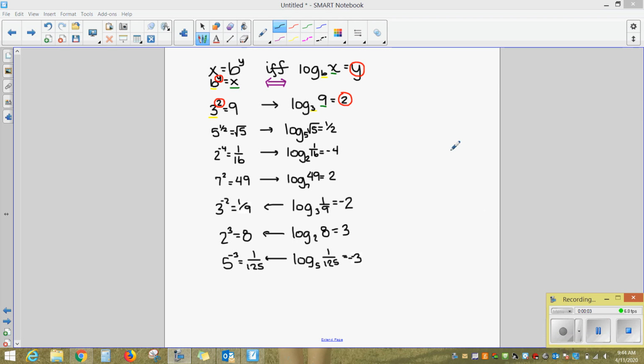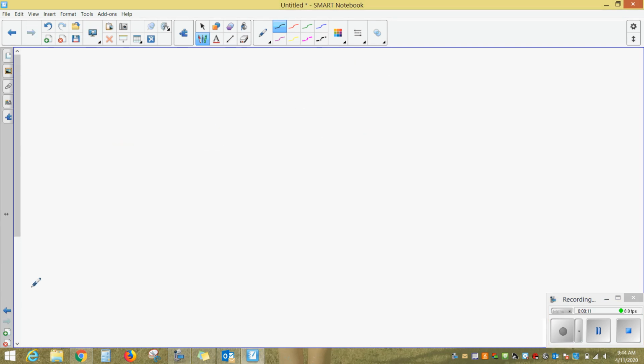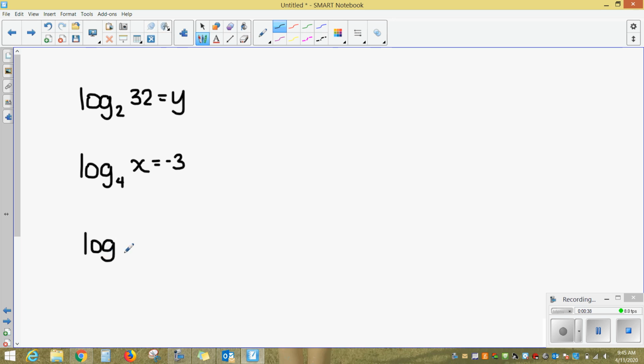As I mentioned, what we're going to do now is get comfortable going back and forth between these two when we're actually trying to solve and find a missing piece of a puzzle that we're given. So maybe I'm asked to find log base 2 of 32. Or maybe I'm asked to find log base 4 of x equals -3. Or rarely, but occasionally, and so I'll put one in here, log base b of 9 equals 2.